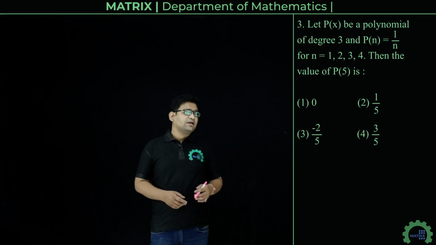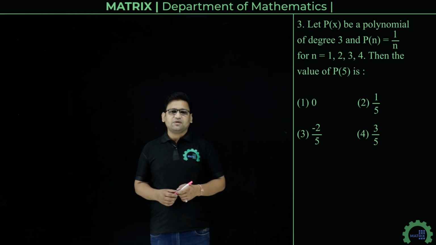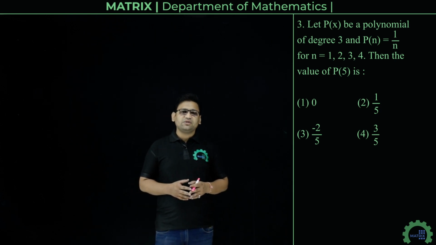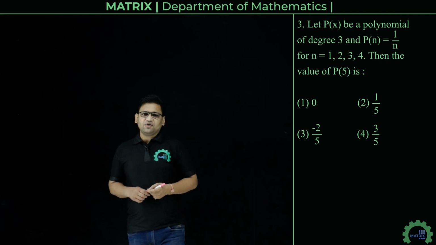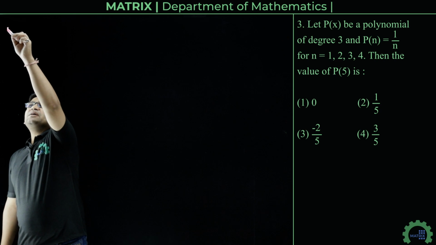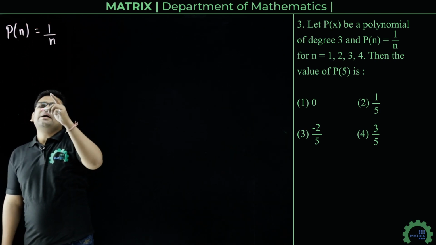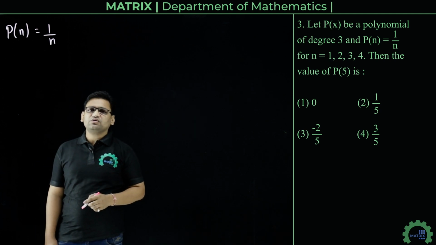Next question is, let P(x) be a polynomial of degree 3 and P(n) equals 1 by n for n equals 1, 2, 3 and 4. Then the value of P(5) is. We have to find the value of P(5), and we are given P(n) equals 1 by n, that is valid for n equals 1, 2, 3 and 4.